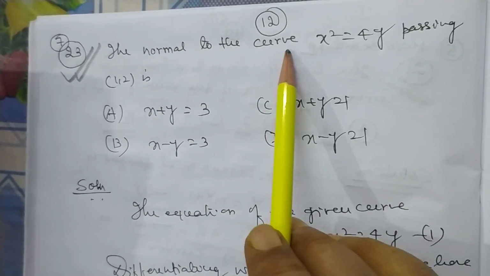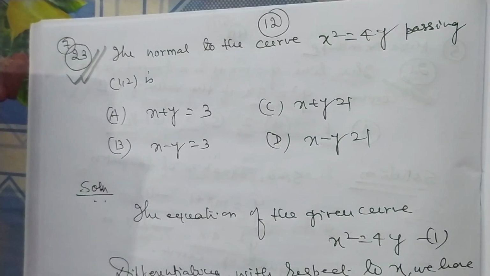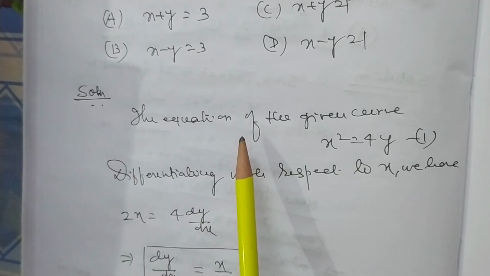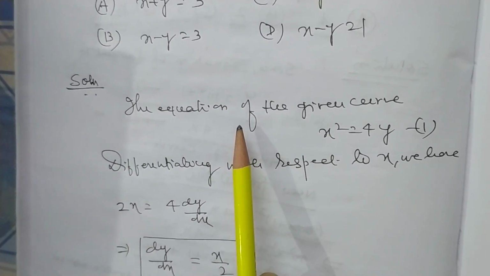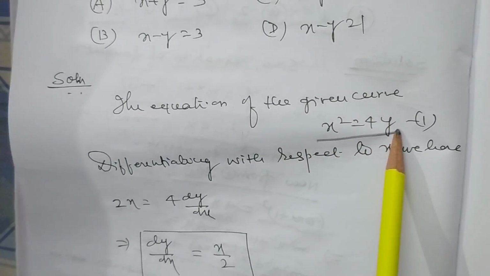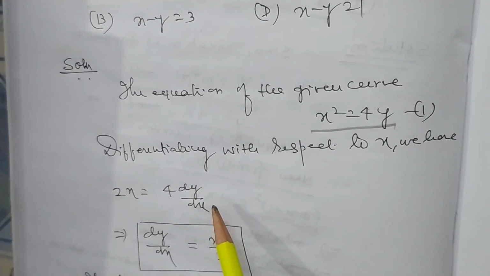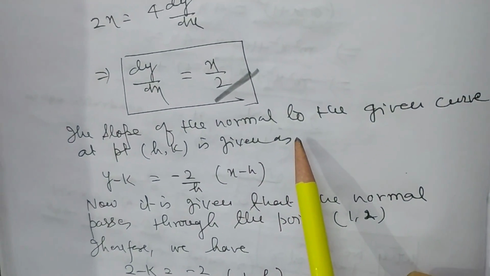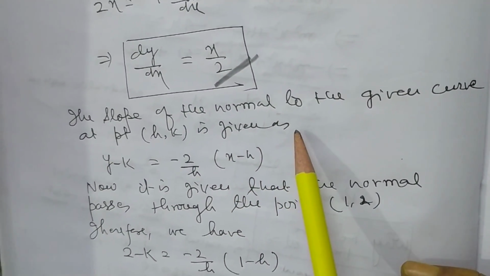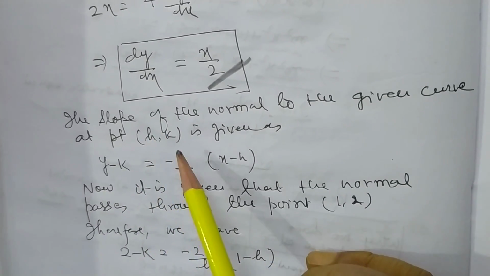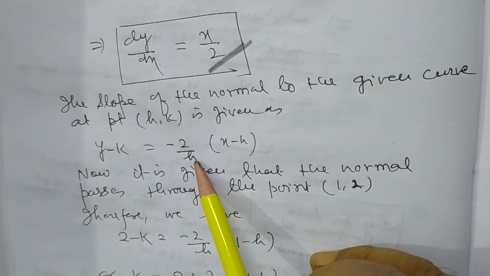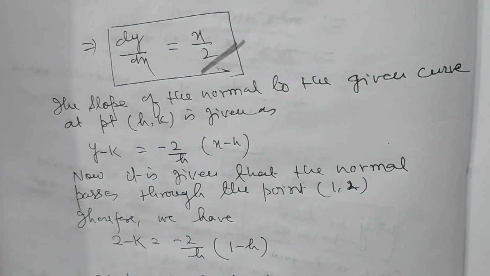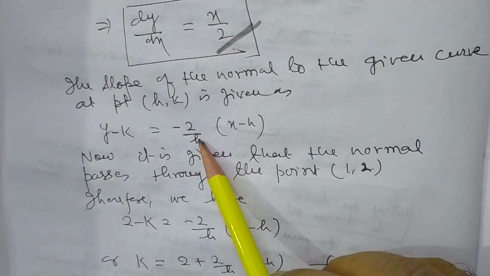The normal to the curve x square is equal to 4y passing through 1, 2 is, here there are 4 options. So, my dear student, how will you solve this? The equation of the given curve is x square is equal to 4y. Differentiating with respect to x, we get the value of dy by dx, which is x by 2. So now, the slope of the normal to the given curve at point h, k is given by minus 2 by h. The slope of the tangent is h by 2.